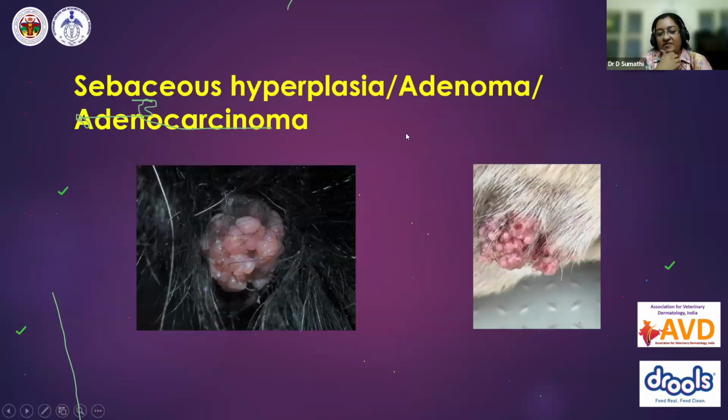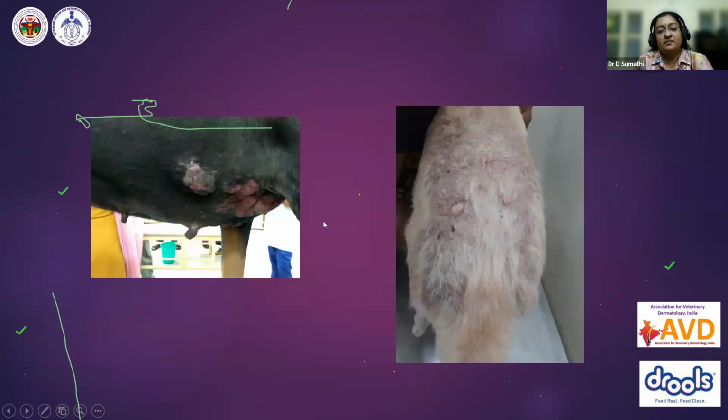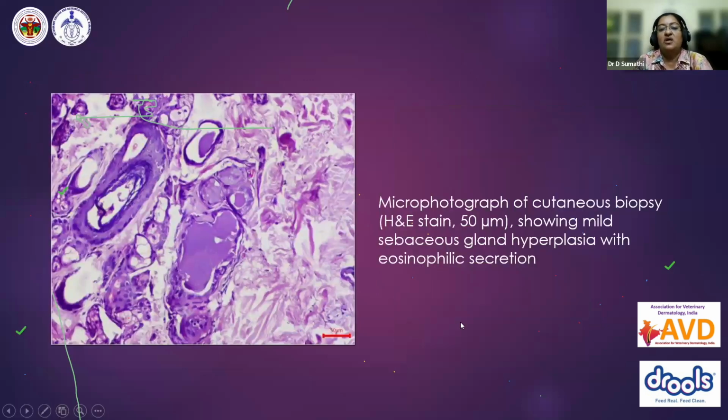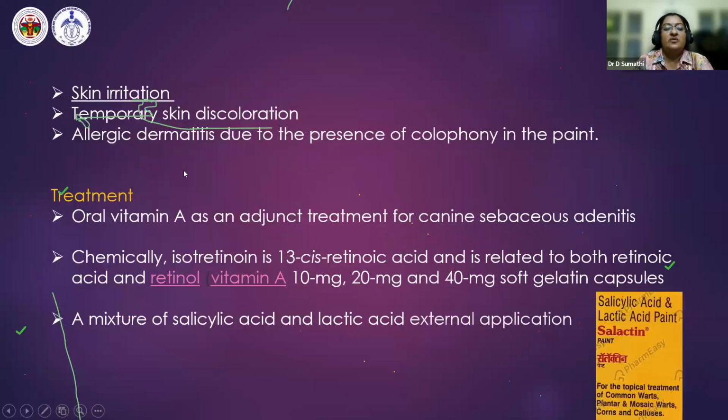So in few of the cases which we had in our clinic, we had few of the adenomas which had been treated successfully, few of the adenocarcinomas which were not amenable for chemotherapy also. So sebaceous gland hyperplasia and eosinophilic secretions can be seen on the histopathology samples. So basically they are because of a lot of skin irritation. There might be a temporary discoloration and allergic dermatitis due to exposure to paint. These are most of the reasons why the dog tends to get these lesions.